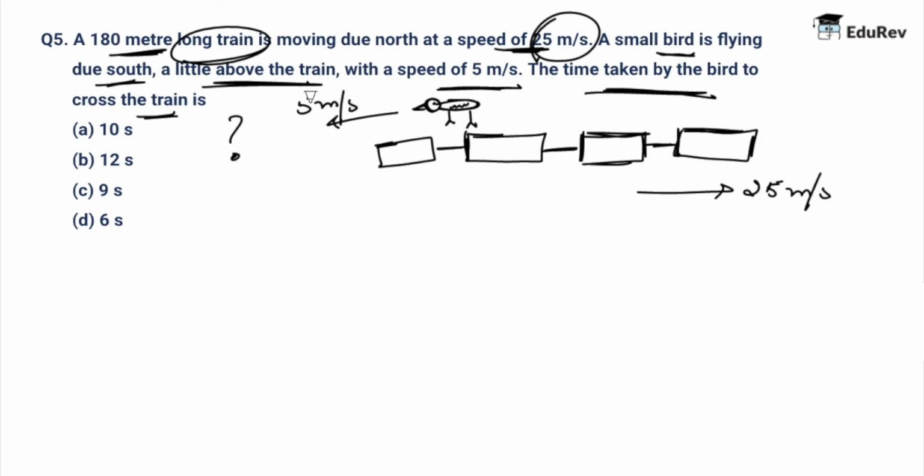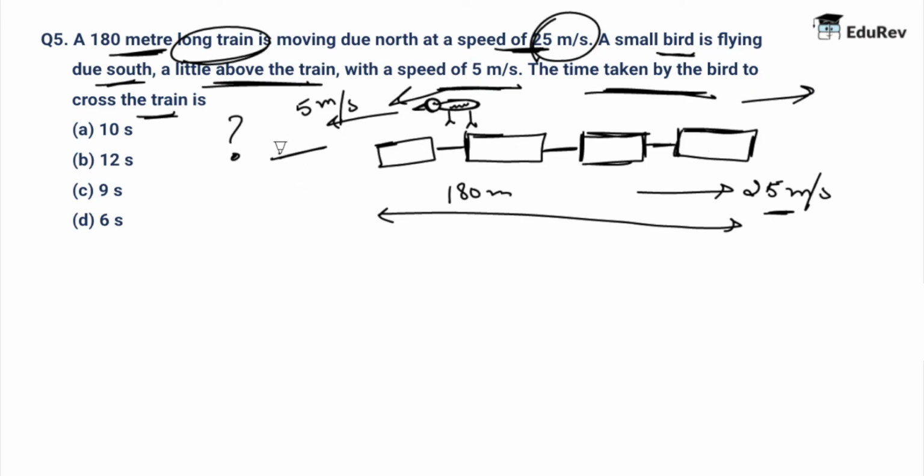Now let's focus on the important information that is given. First, the length of the train is 180 meters, and the train is moving with a speed of 25 meters per second in the north direction, as you can see in the diagram I just drew. The second piece of information is about the bird. The speed of the bird is 5 meters per second. Therefore the train and the bird are both moving in opposite directions, because the bird is moving in this direction and the train is moving in that direction.